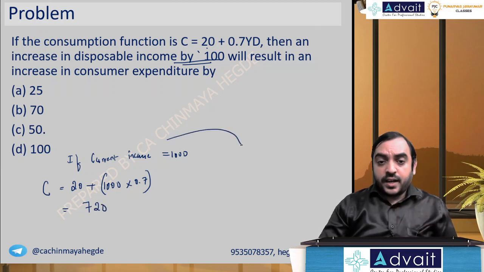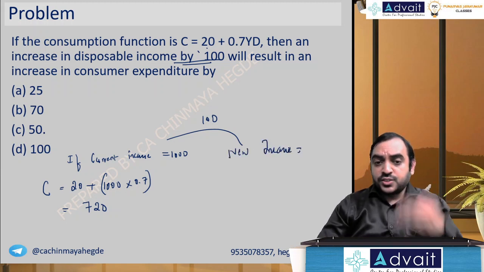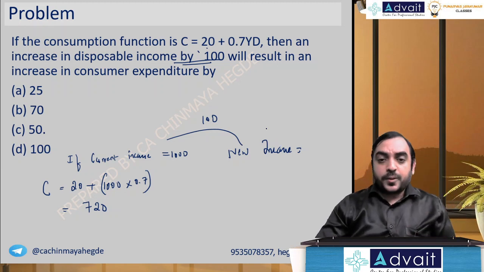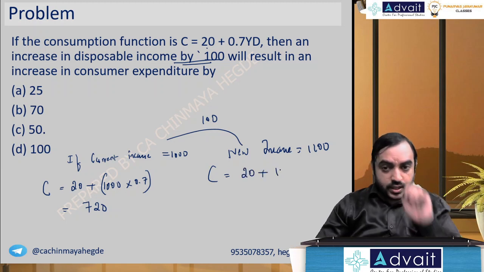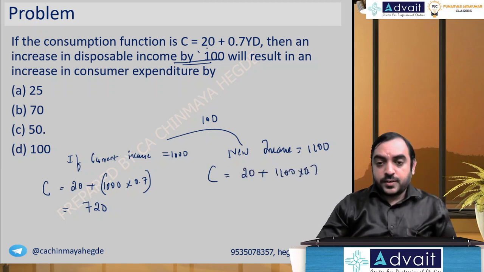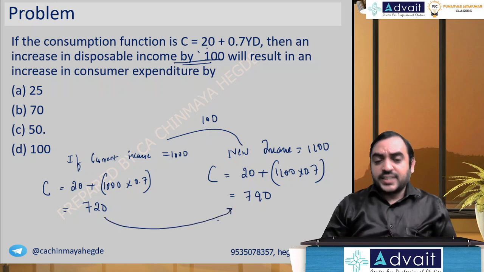This is increasing by 100. That means your new, increased income, I'm just assuming 1000, okay? You can assume any number. It is 1100. C is going to be 20 plus 1100 into 0.7, 770 plus 20. You get 790. So what is your increase in expenditure? 720 became 790. It is 70.